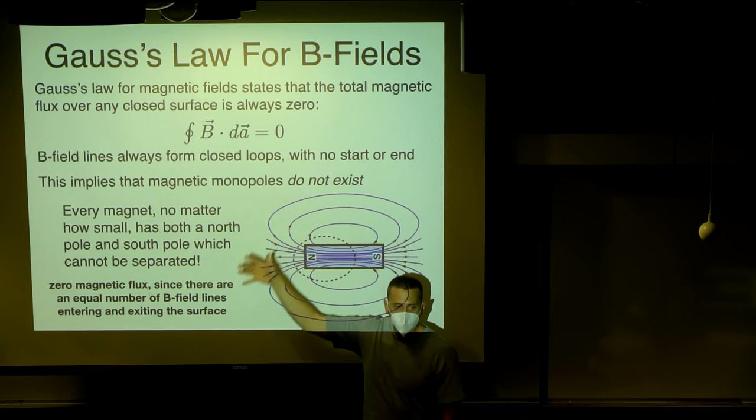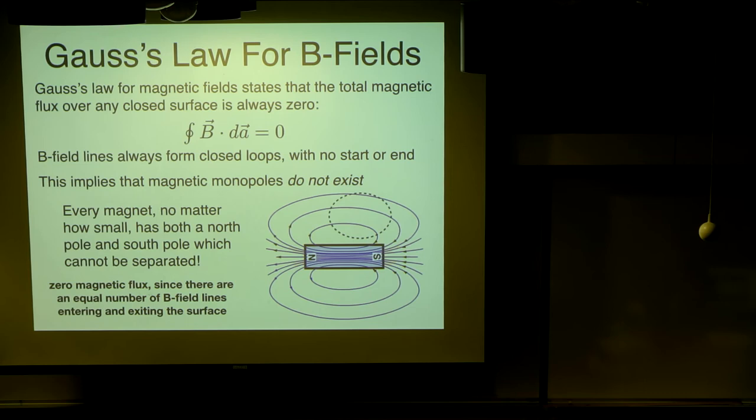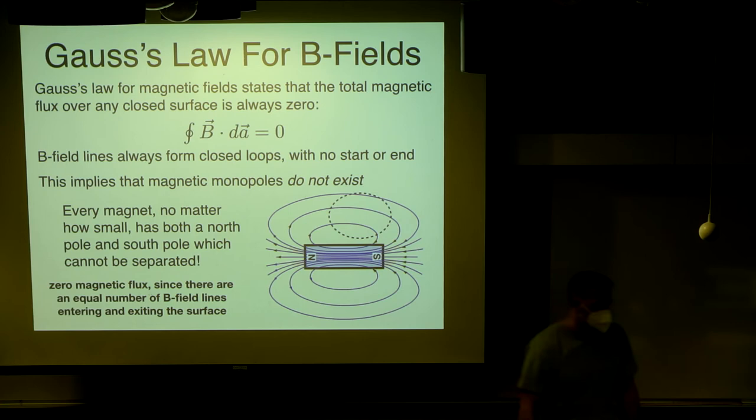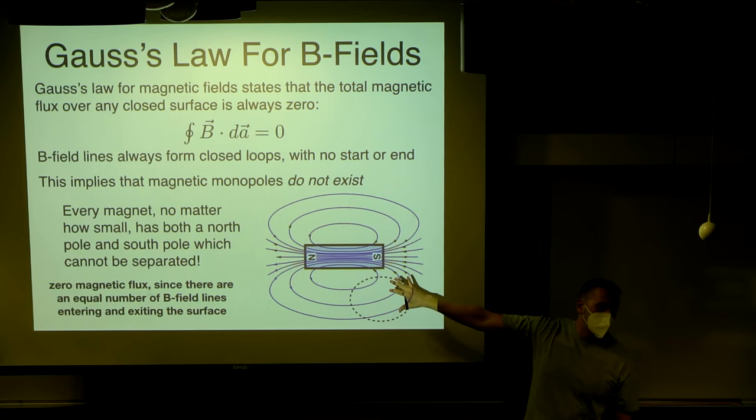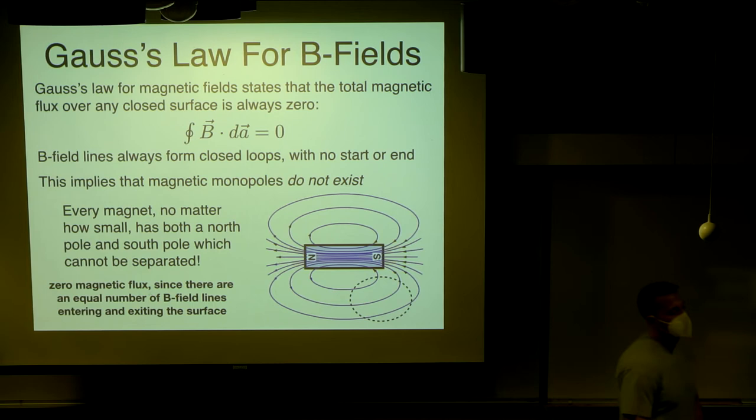No matter where you put that surface, doesn't matter where, you move it up here, same deal, same amount of lines coming in as going out. You could move it anywhere you like, you can move it down here. Same amount of lines coming in as going out. This is how every single magnetic field works, okay? That's what this equation is saying. So, do you have any questions on that?